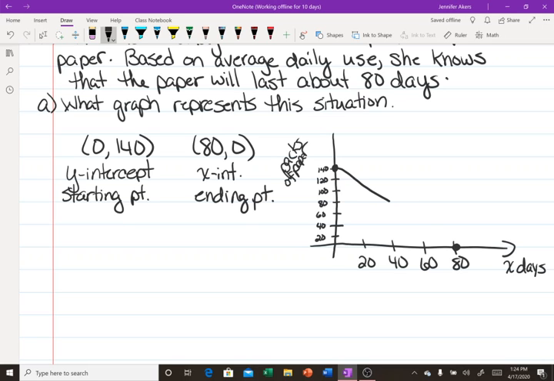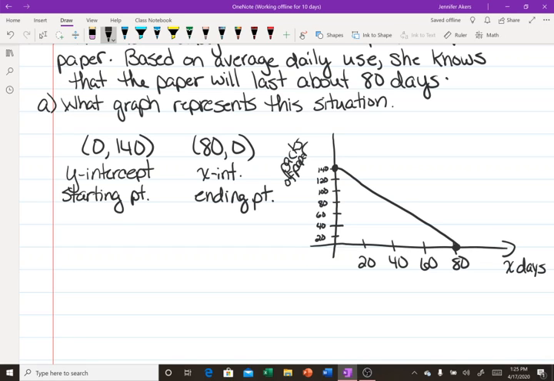I am not going to draw an arrow on either side of that line. It's going to be a line segment. Because I start with 140, I can't go in the negative days. I'm going to end with 80. Again, I can't go in the negative days. Or negative packs of paper, I'm sorry. Negative packs of paper. So I'm going to use a line segment with this graph.